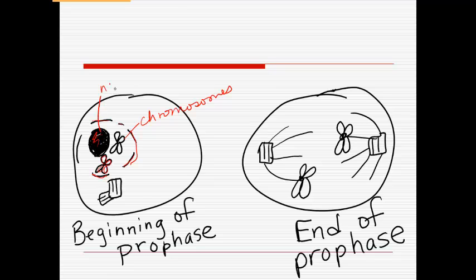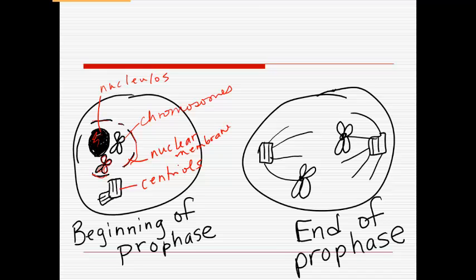These are things that we should still know from our previous chapter. These are your centrioles. Notice they haven't split apart yet. At the beginning of prophase, everything is still kind of condensed down. This is your nuclear envelope, or nuclear membrane, depending on what it was called there on the previous slide.